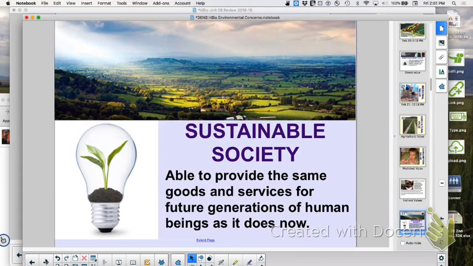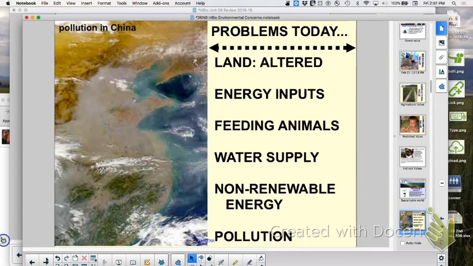Then we talked about having a sustainable society that would be able to maintain our environment and not decimate it, right? So we talked about strategies for that as well, because right now, currently, we're altering land, using non-renewable energy, taking our grain to feed animals, polluting our water supply, focusing on non-renewable energy to power our homes and cities, and we're causing a lot of pollution. So we want to try to do whatever we can to avoid that.